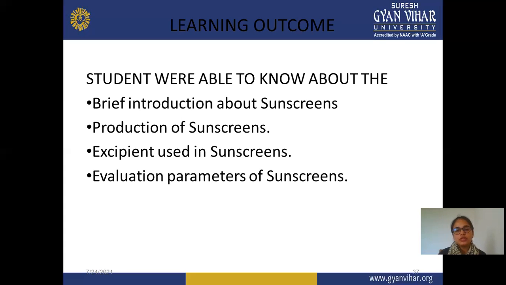You should also know about the production of a sunscreen, how to produce it. We already saw the different vehicles and ingredients, and which formulations are available in the market. It is not only available as a cream. We already saw that it is available in various formulations, maybe gel, sticks, spray, powder form, or emulsion form. These are the different formulations available for sunscreen. Next are the excipients used in sunscreen. Which excipients do you use?